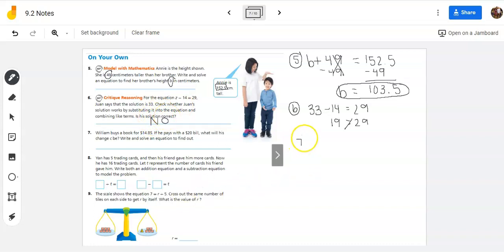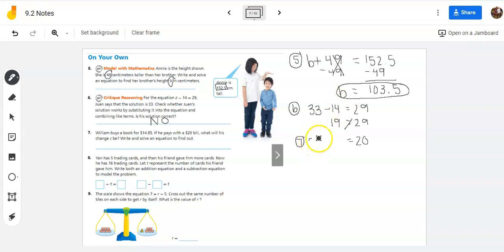Number 7. William buys a book for $14.85 if he pays with a $20 bill. So I have $20 total that I'm paying with, so I'm going to equal 20. We need to figure out what his change will be.